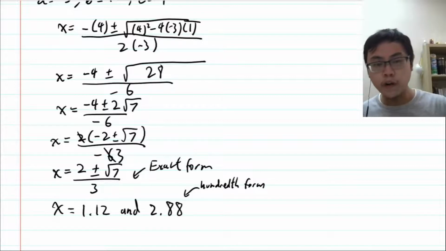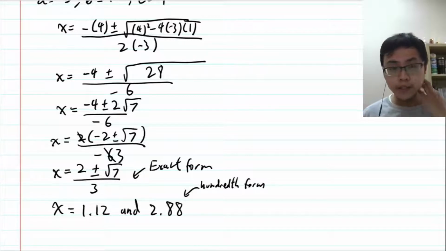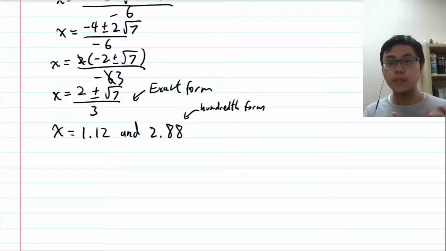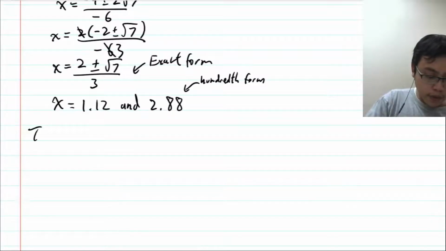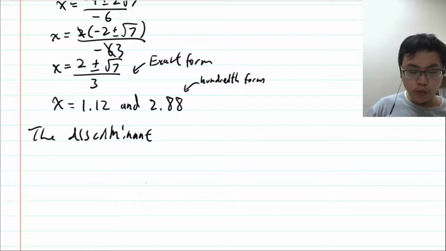Okay, so the second part of this summary is, what is the discriminant? The discriminant will be the term inside the square root that determines whether we have two solutions, one solution, or no solutions at all. Okay, so let's talk about the discriminant. The discriminant is the b squared minus 4ac.